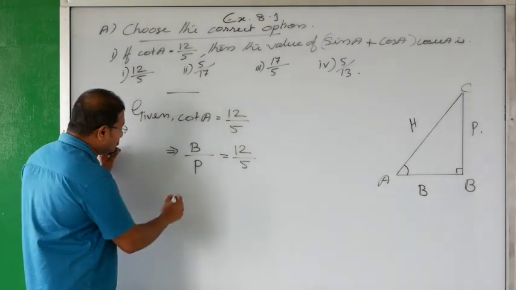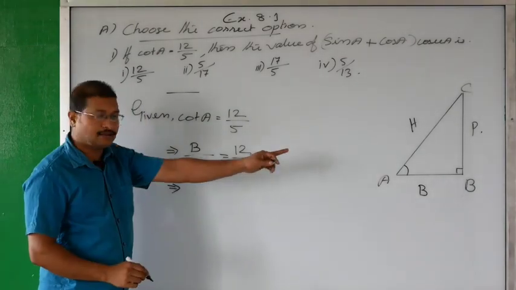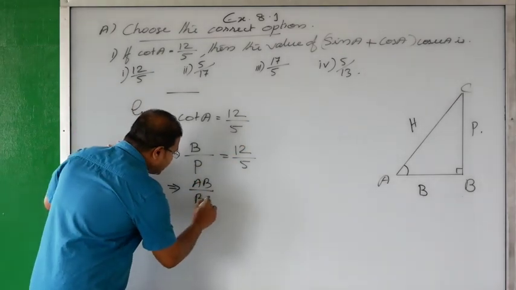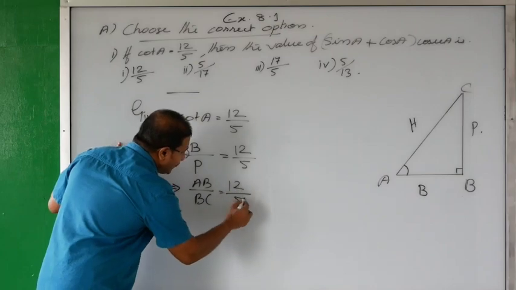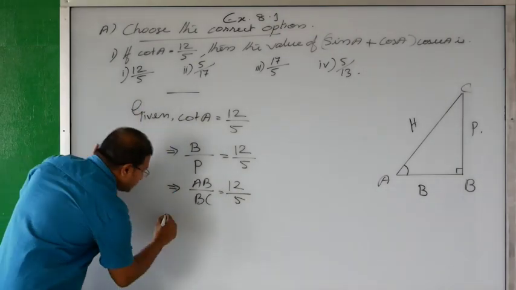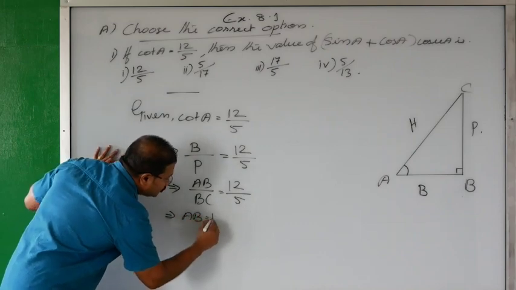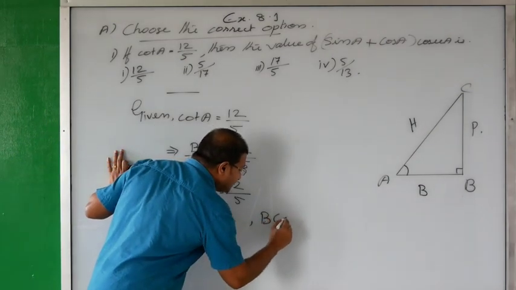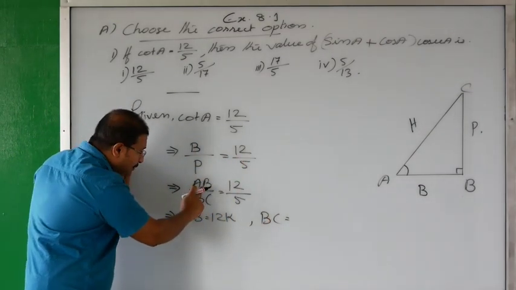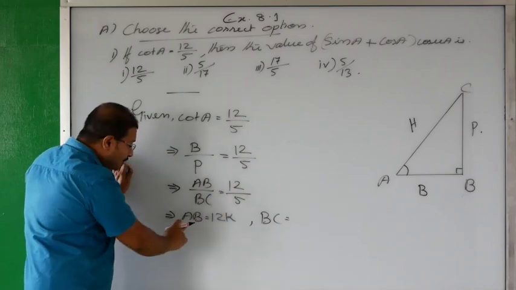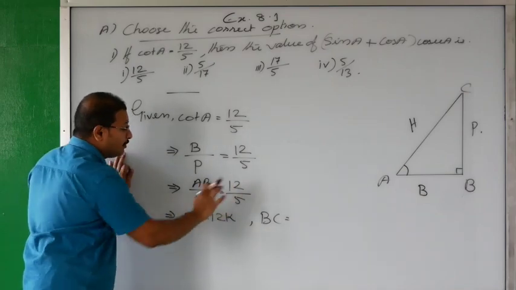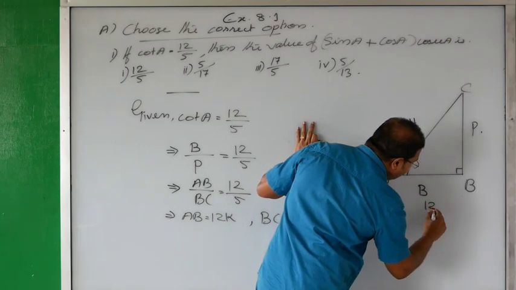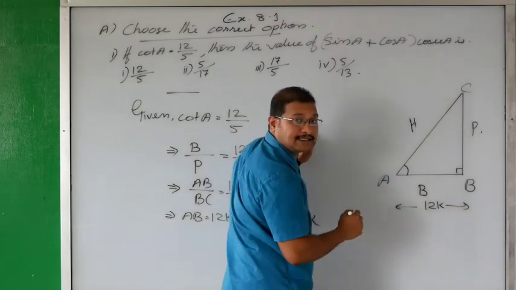According to this, what is the base? AB. That means AB by perpendicular BC equals 12 by 5. So we got the ratio now, isn't it? That implies AB equals 12K, where K is a positive constant, and BC equals 5K. So we are putting here AB is 12K and BC is 5K.